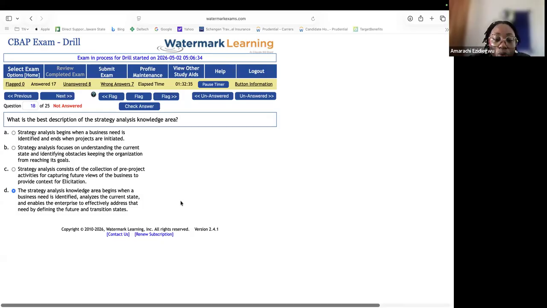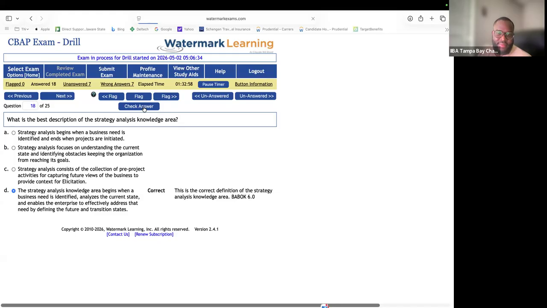So A would have been a strong option, but the fact that it ends when the projects are initiated is what disqualifies that answer for me. Okay, then I think it's D. Let's go with D then. I have 3 votes. Perfect. This is the correct definition of the strategy analysis knowledge area.